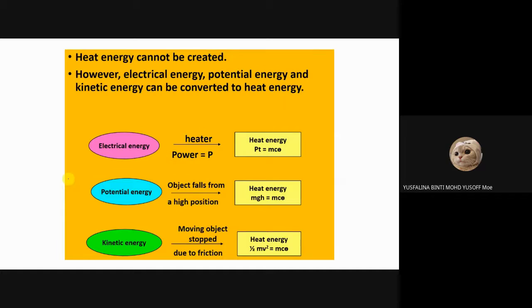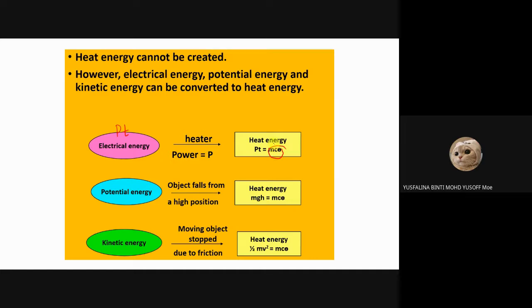So I take one example, like electrical energy. Using your kettle, okay? When you heat up your kettle, of course you use the electrical energy. That electrical energy, the formula is PT, okay? And then when you change to the heat, what is the formula for the heat energy? It is mc theta. Remember I said the energy cannot be destroyed. So you just assume that how much electrical energy we supply is the heat energy that will be produced.